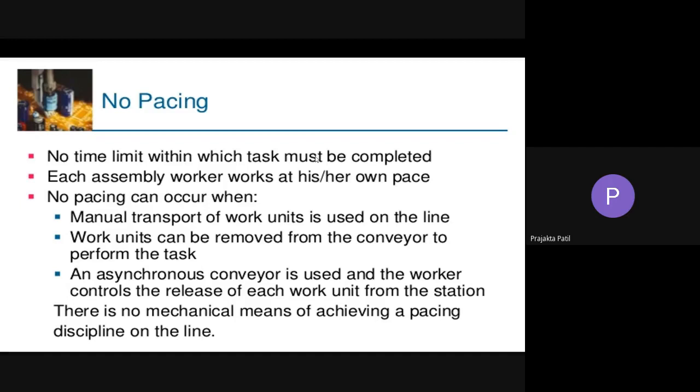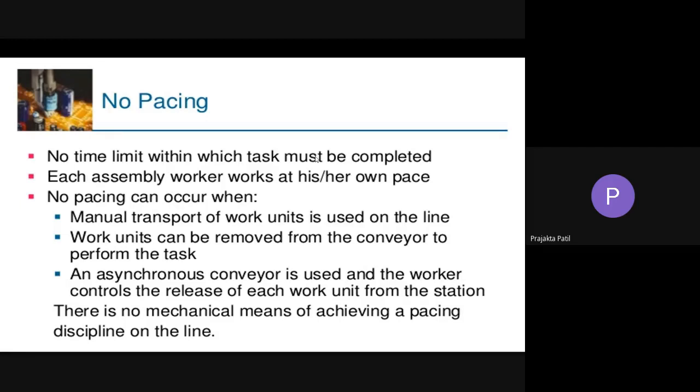Also, this case can occur when the work units can be removed from the conveyor, allowing the worker to take as much time as desired to complete a given unit. Also, a synchronous conveyor can be used, and the worker controls the release of each work unit from the station. If you see in all of these cases, there is no mechanical means of achieving any pacing. It's all done manually. So, no pacing basically means that there is no time limit for the worker to perform the task that has been assigned to him.